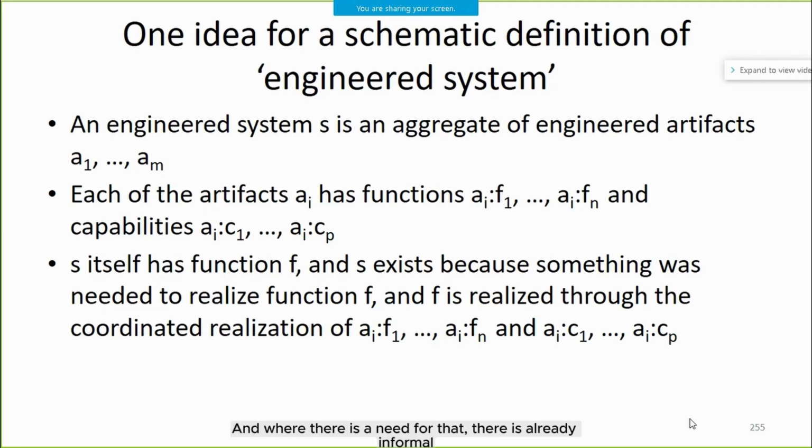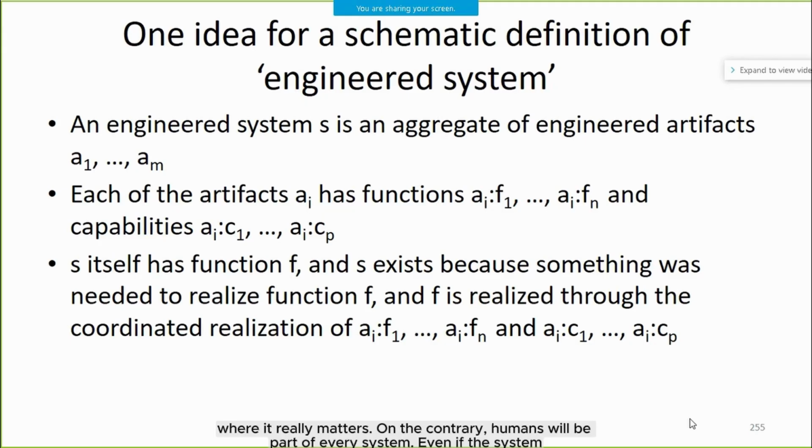And where there is a need for that, there are already informal mechanisms. When you're hiring people, you use assays to measure their capability, which would typically be very informal. And the more we can get those assays to be more formalized, the better. And I believe that one element of that will be an ontology of capability. That's being done already within the machine realm. It's just not being done very much in the human realm, except in baseball and football, where it really matters.